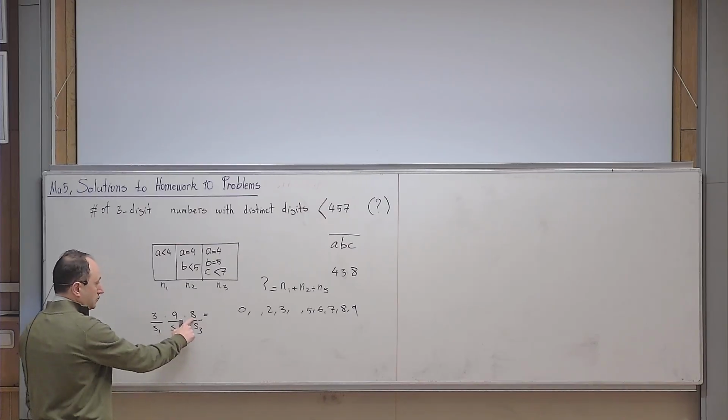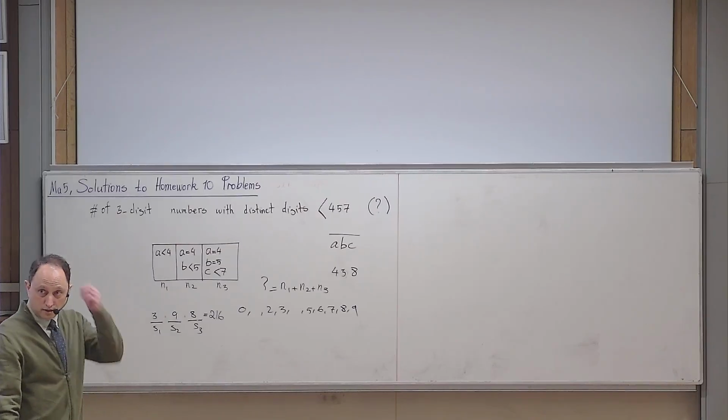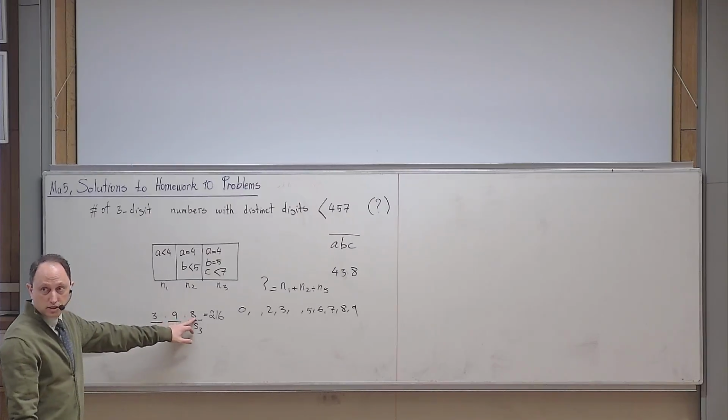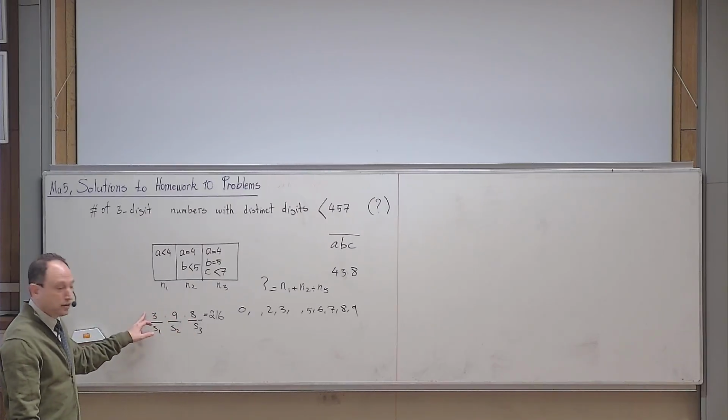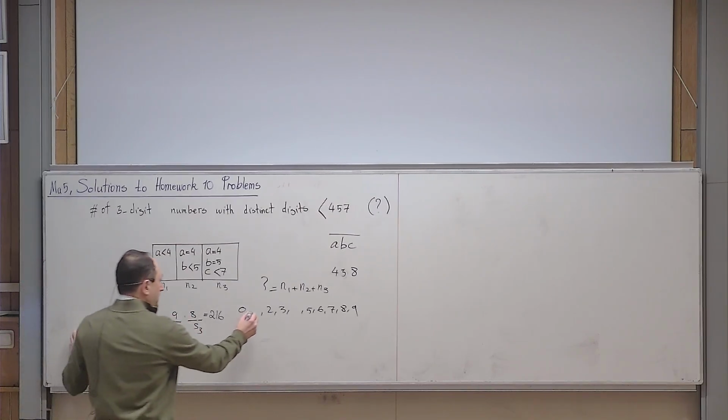So what is that number? 260. Am I right? 9 times 8, 72. 3 times 70 is 210. And that one is 6. That's correct. Okay, so let us put everything back now.